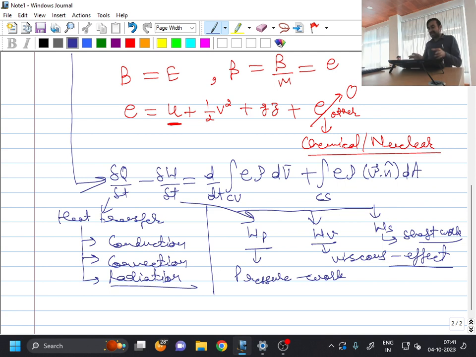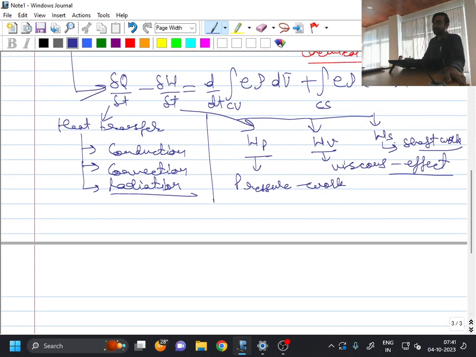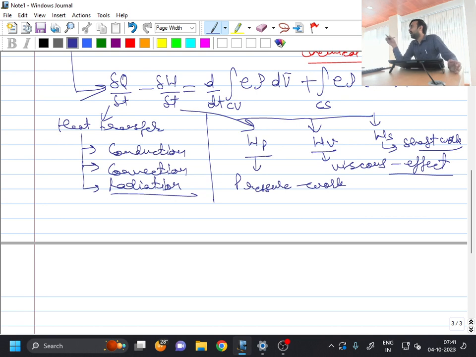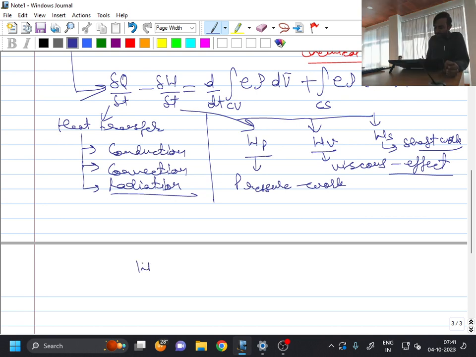Okay. So these are the different interactions of work which will be involved in our system. Now, one by one, let's try to define these. Whenever we are talking about shaft work, I cannot generalize it. It will be simply, if we are able to measure the torque and rotational speed of the shaft, then I can define shaft work as nothing but torque times omega. Okay, so that will be my shaft work.